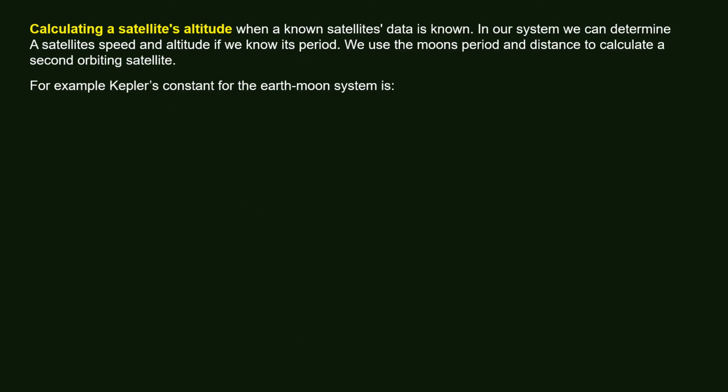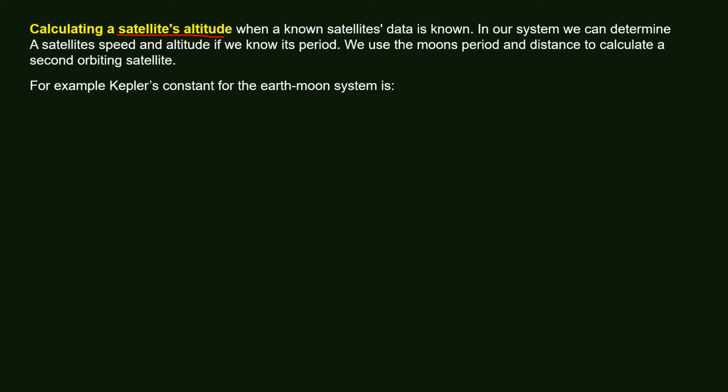Okay, so let's look at another concept: calculating a satellite's altitude. When a satellite's data is known in our system, we can determine a satellite's speed and altitude if we know its period. So there is a relationship between the satellite's altitude, its period, and its distance.